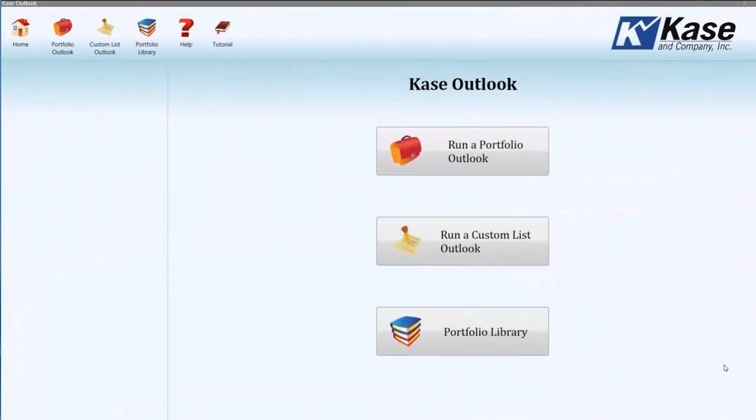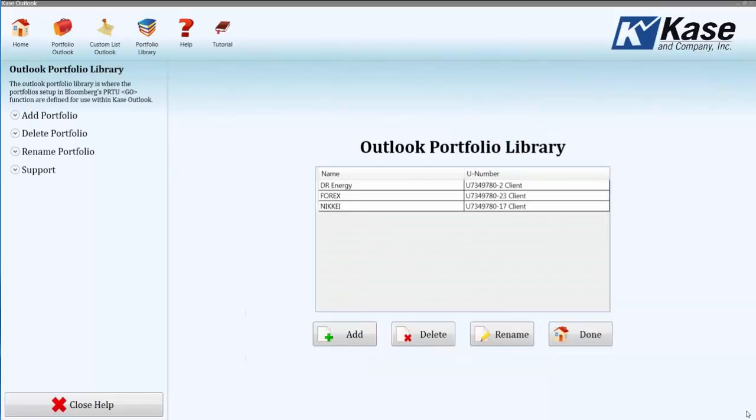Kase Outlook has the functionality to import and run analysis on Bloomberg portfolios that have been defined in PRTU Go. These portfolios are defined and stored in Kase Outlook's portfolio library. We can access the portfolio library by clicking on the button on the Kase Outlook home screen, or by clicking on the icon in the main menu bar. In the portfolio library, we can add Bloomberg portfolios to Kase Outlook.